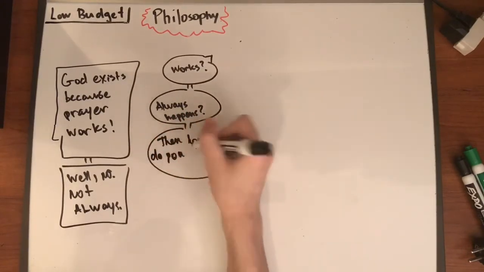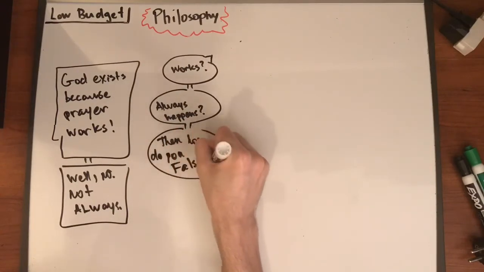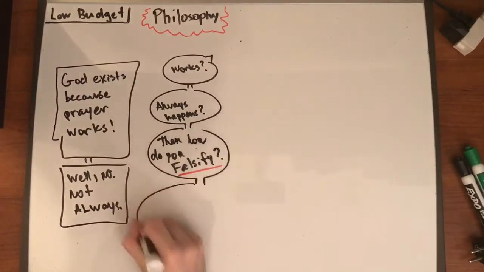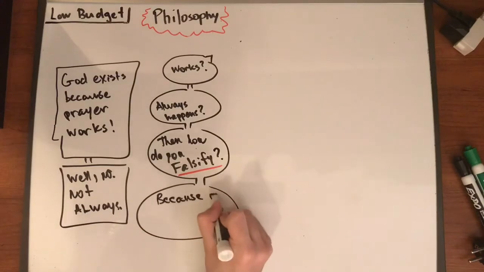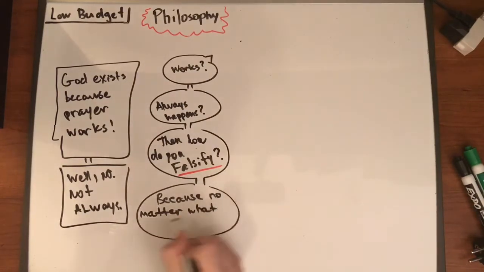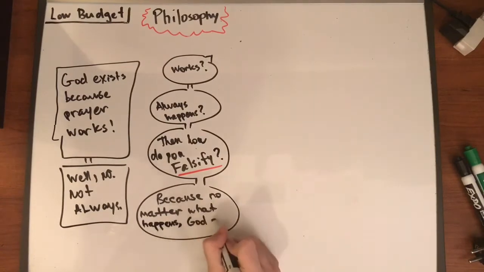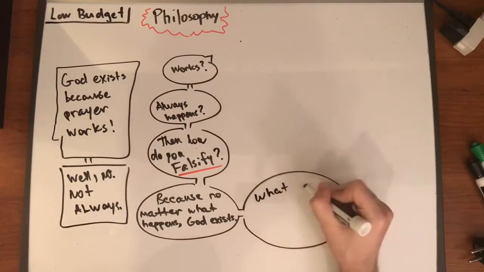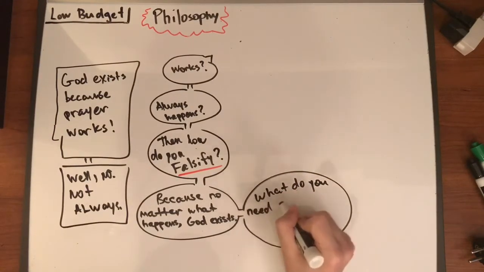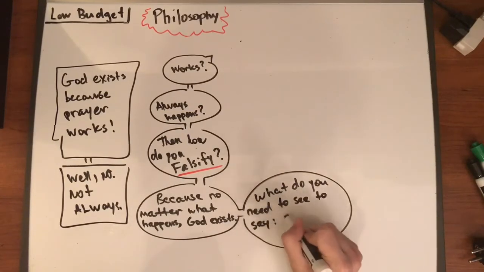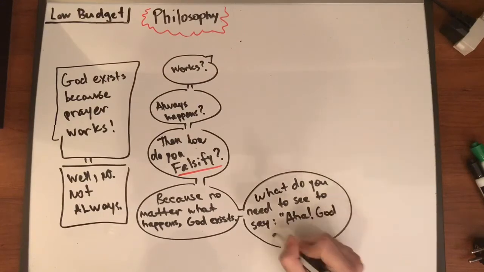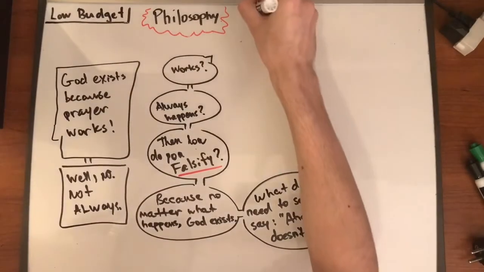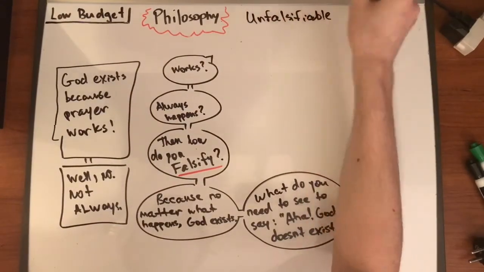And so then you ask, well, how do you falsify your statement that God exists? Because it seems that no matter what happens, God still exists. And so, a skeptic would ask, what exactly do you need to see in order to say, aha, God doesn't exist? In the case of gravity, it was very easy. All you needed to see was an object that didn't fall. So, it shows that the statement God exists is unfalsifiable.